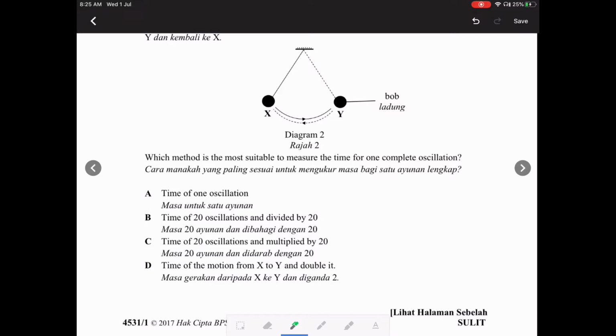Okay, A, time for one oscillation. B, time for 20 oscillation and divided by 20. C, time of 20 oscillation and multiply by 20. And D, time of the motion from X to Y and double it. Okay, so the best answer is B. Okay, you kira untuk 20 ayunan and then you divide by 20, so that you can get one complete oscillation punya masa. Okay.